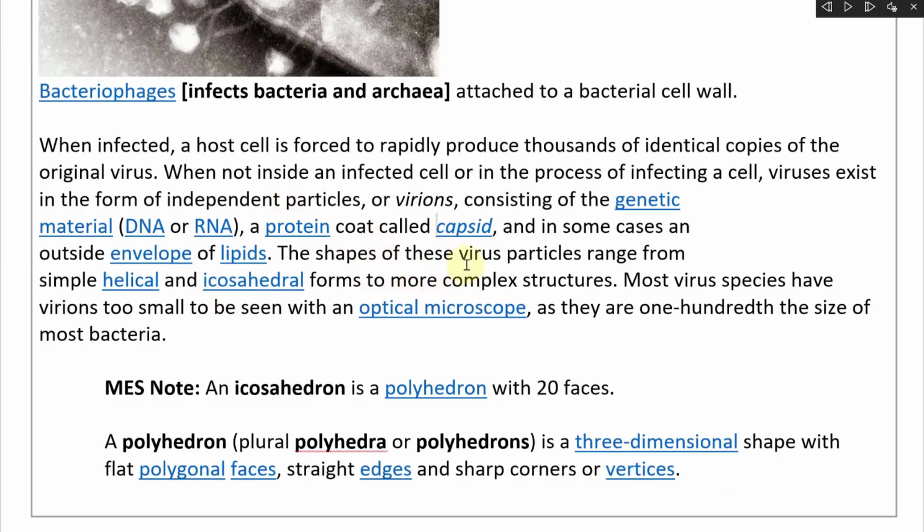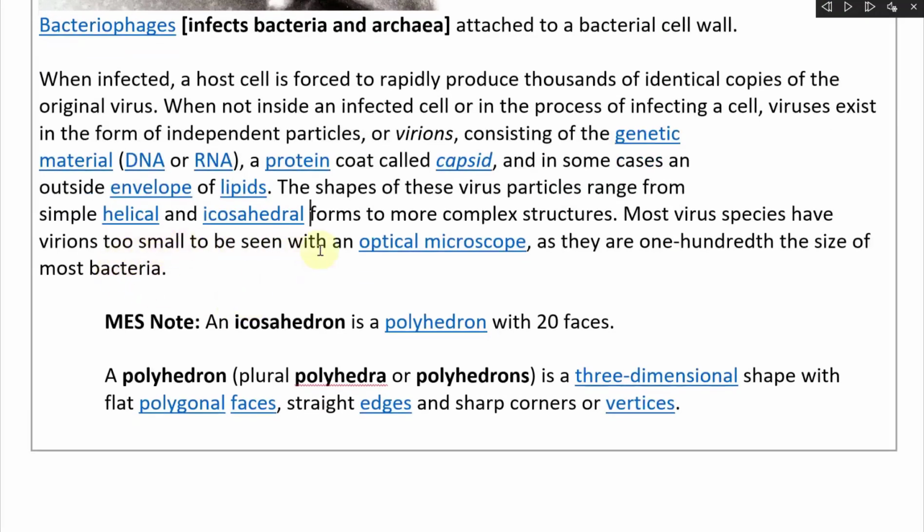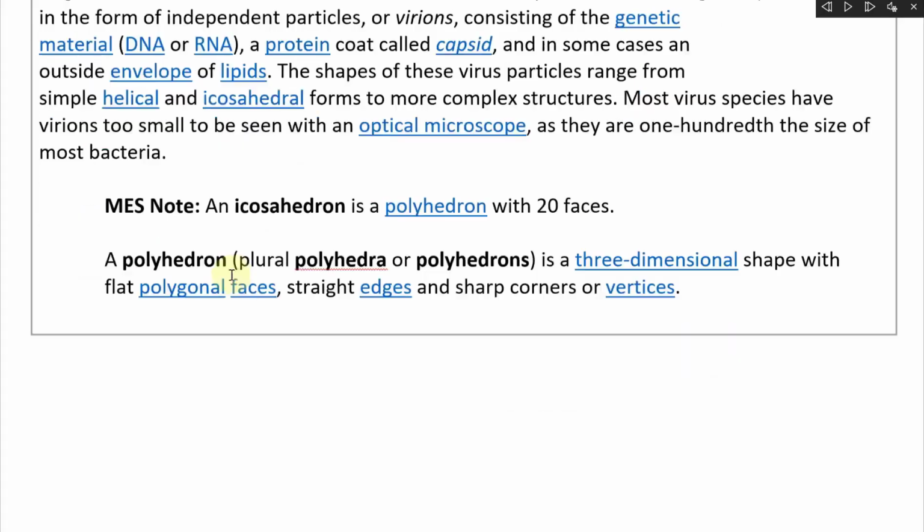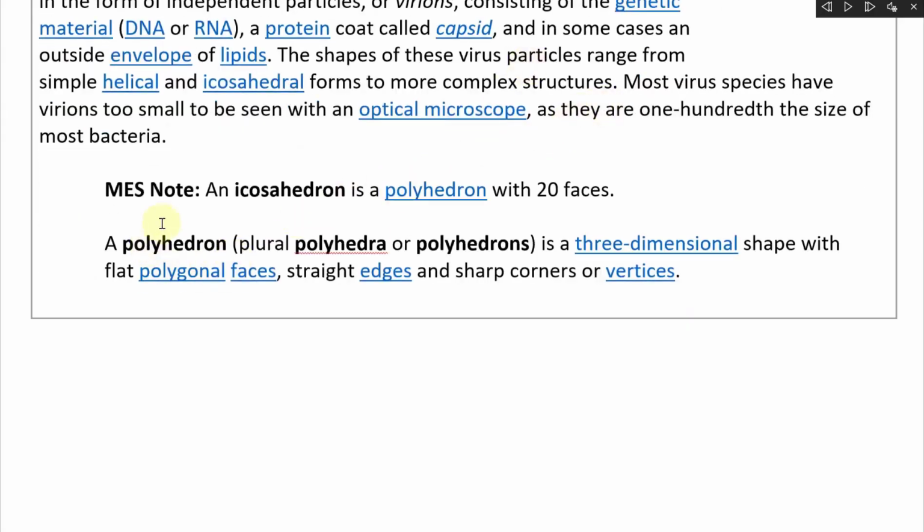Interesting. So the shapes of these virus particles range from simple helical to icosahedral forms, to more complex structures. Most virus species have virions too small to be seen with an optical microscope, as they are one hundredth the size of most bacteria. So now we're entering near atom level size. So let me just note an icosahedron.